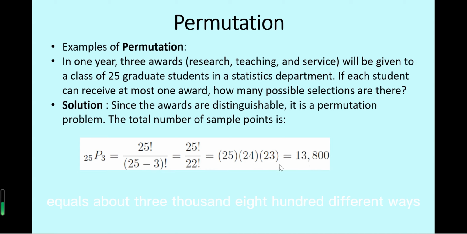about 13,800 different ways. You can see there are lots of different ways, because the first student can be selected from 25 graduate students, so there are 25 different ways. Then the second has 24 different ways because one student has been chosen. And the third award is given to one of the remaining 23 students. So there are in total 25 times 24 times 23 different ways.